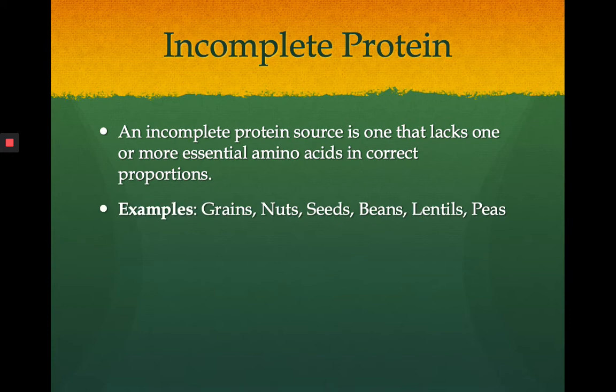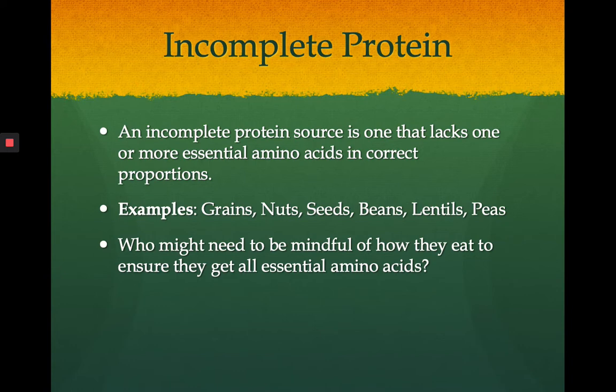So examples of these are grains, nuts, seeds, beans, lentils, and peas. So when we talk about incomplete protein, don't take the name incomplete as though it's not being valuable or nutritious or useful. Certainly they are, because these incomplete protein sources that we're looking at, like these grains, nuts, seeds, beans, lentils, and peas, these are all great sources of other vitamins, minerals, other nutrients. They're great whole food sources.